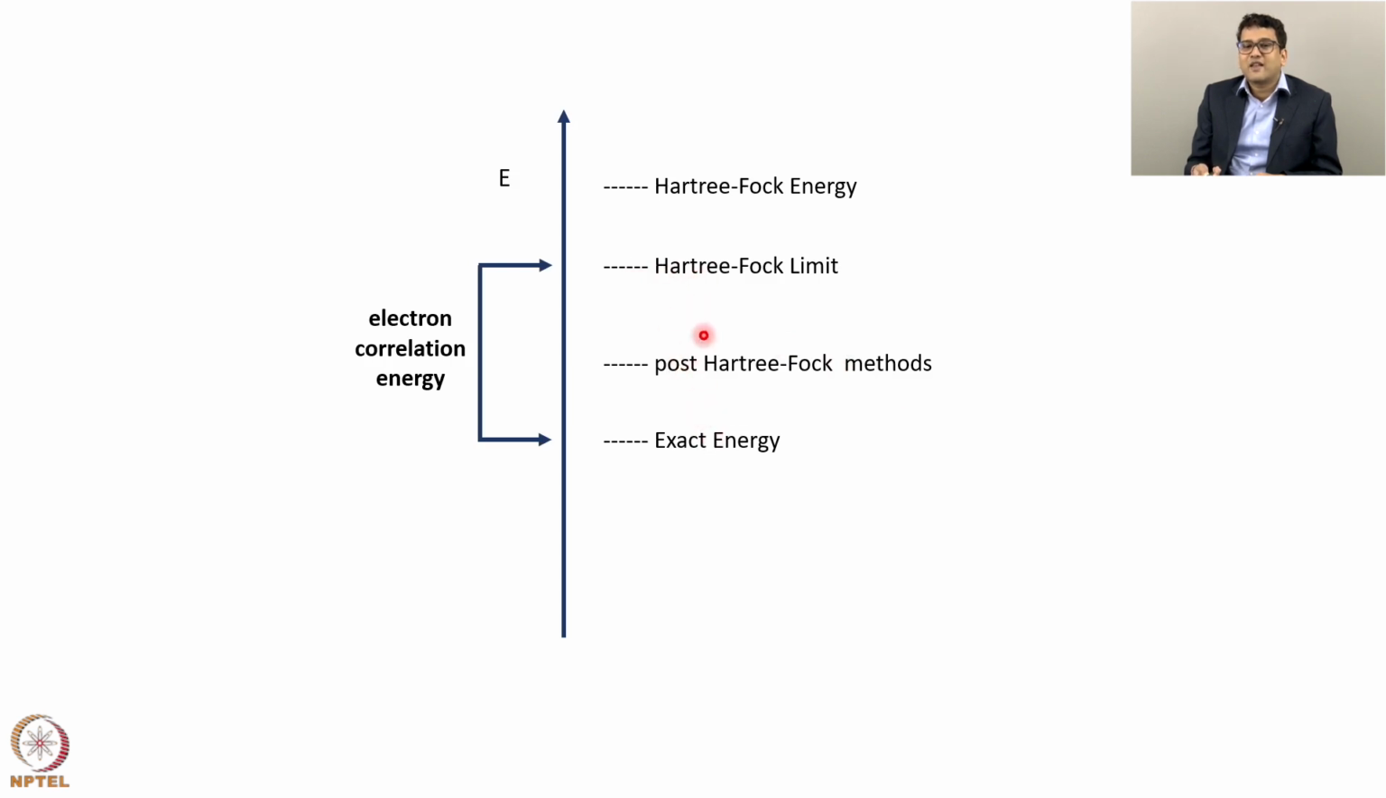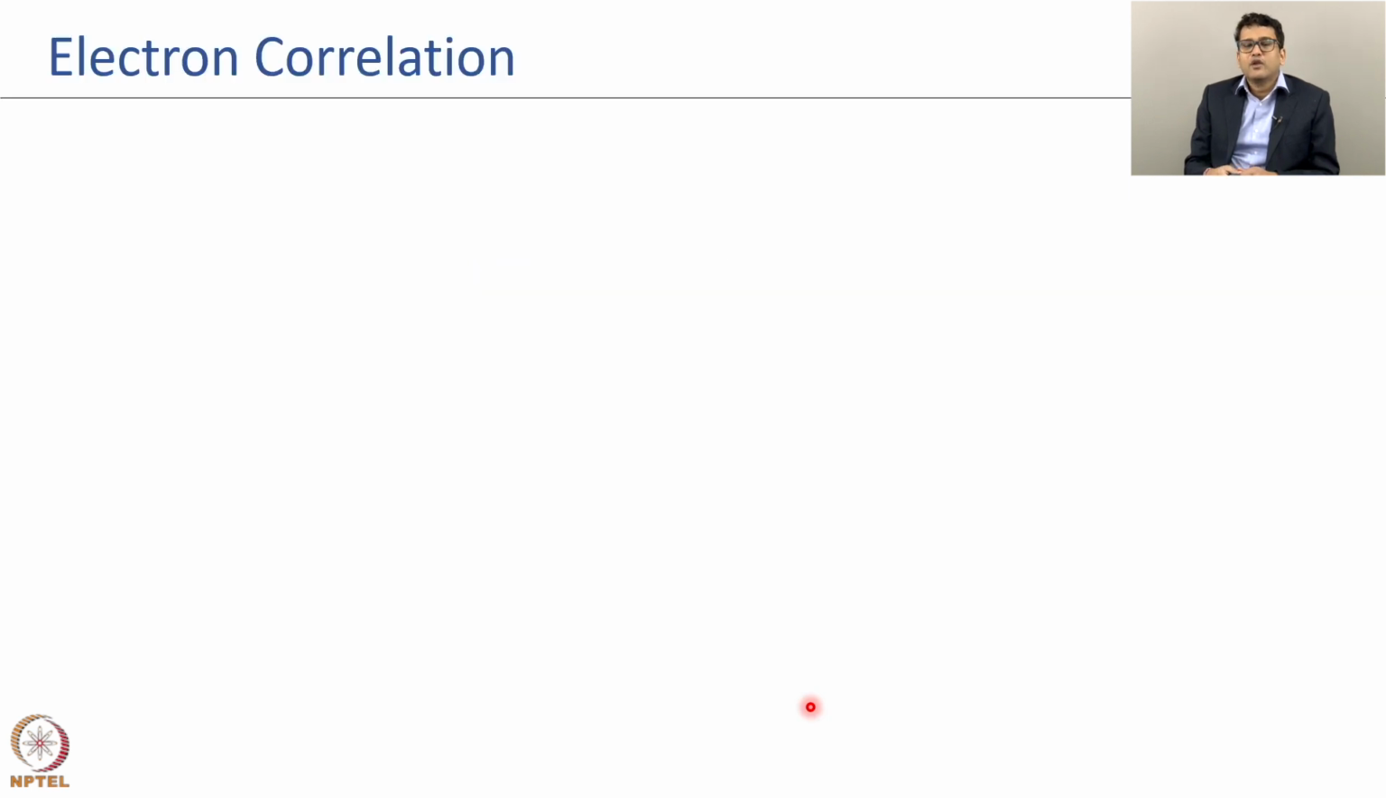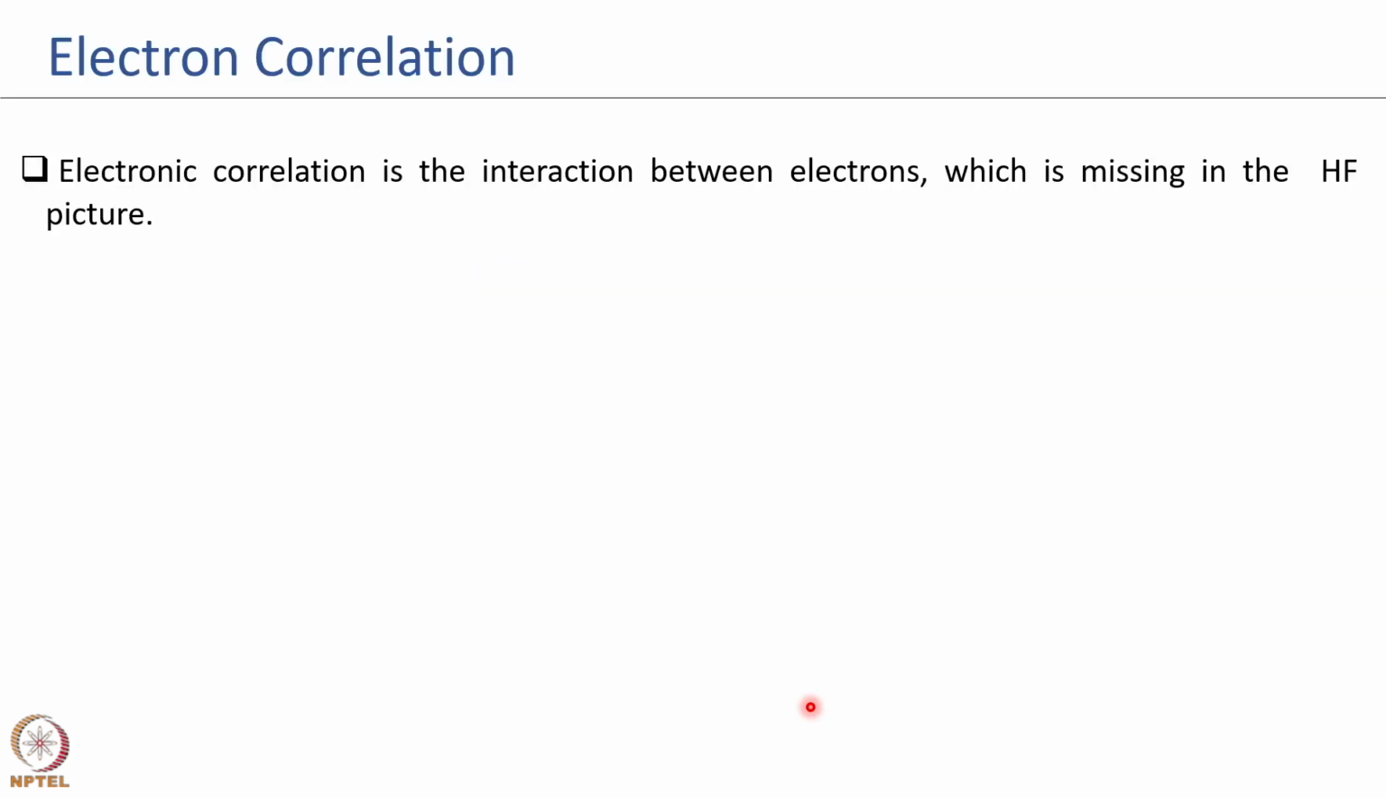Now, question is that can it go down the exact energy? That is a difficult question to answer actually. It depends upon what kind of post Hartree Fock methods you are using. If you are using a variational method, then there is a guarantee that it cannot go below the exact energy. Whereas, if you solve it like a perturbation or projection, it is very difficult to guarantee that will not go below the exact energy. So, now what is electron correlation?